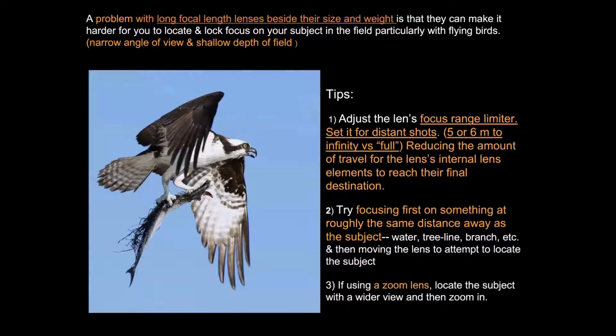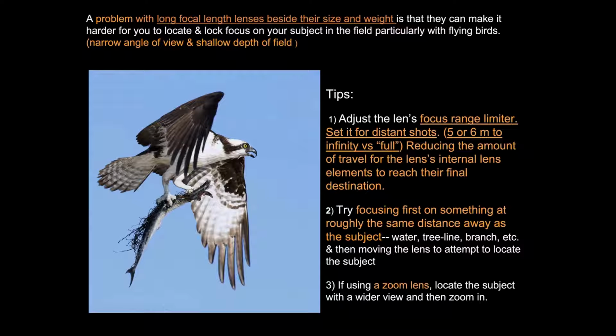A problem with long telephoto lenses happens to be their size and weight, but more than that, it makes it harder for you to locate and lock on a subject in the field, particularly flying birds. There's a couple things you can do about it. Number one, you can look at your lens and see if it has a focus range limiter, and you can set it up for distant shots, for instance, 5 or 6 meters to infinity as opposed from its closest focusing distance out. This reduces the amount of travel for the lens internal elements to reach their final destination.